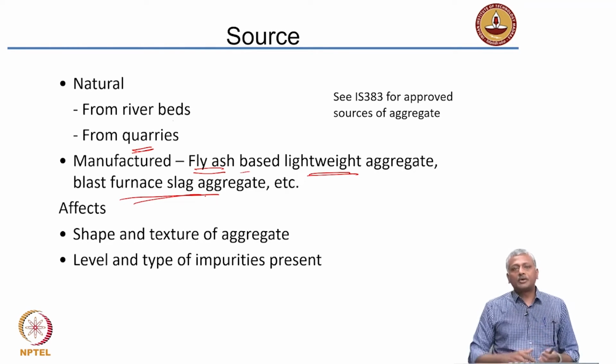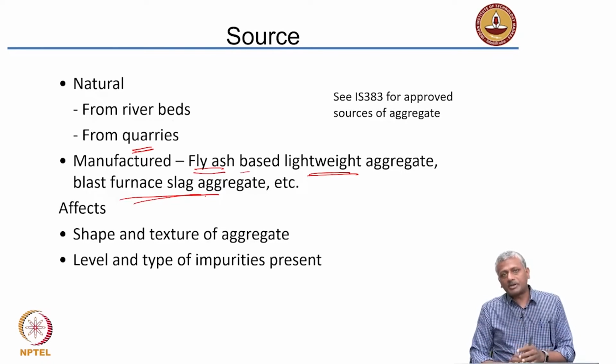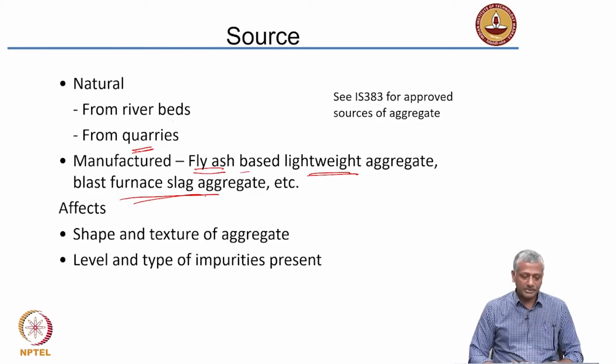In a quarried aggregate, you are basically breaking large blocks of rock and crushing it into smaller sizes, so you get angular aggregate, and generally these angular aggregates will have a rougher texture. Okay. So, that will affect the properties of concrete. We will talk about how that happens later.